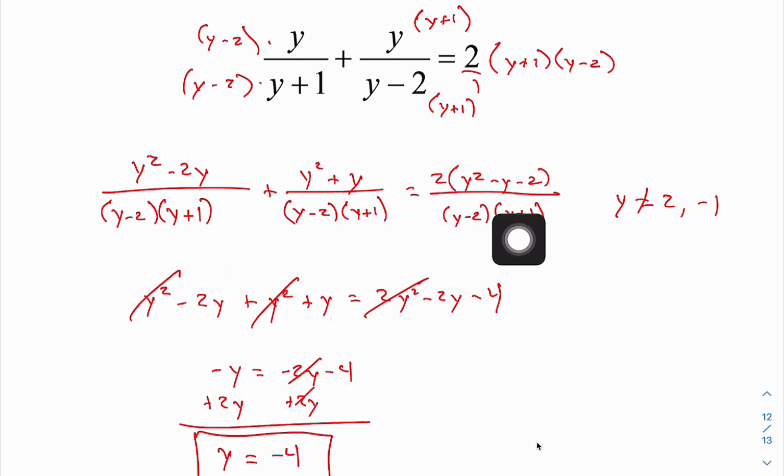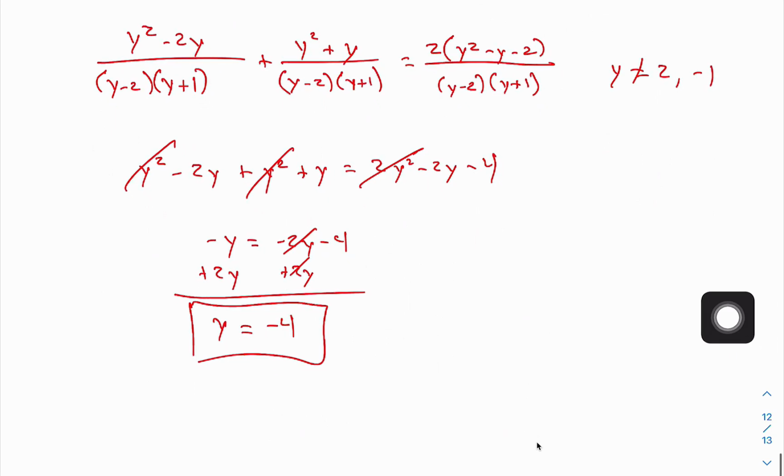Right here is where I identified that y cannot equal 2, nor can y equal -1. Those are our problem areas. Then we just focus on the numerator at that point. Dropped off the denominator, so here's our y squared minus 2y plus y squared plus y. And then the only thing I did was distribute the 2: 2y squared minus 2y minus 4. And then it's just moving stuff around.